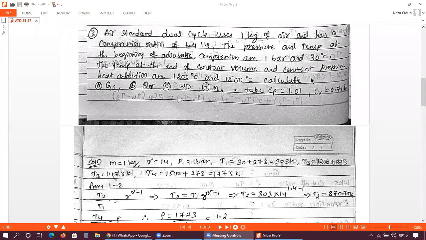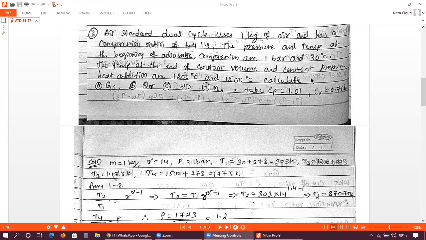So what is the problem statement? The temperatures at the end of the constant volume and constant pressure heat addition are 1200 degrees Celsius and 1500 degrees Celsius. So the temperature values are given for points number 3 and 4 on the TS diagram. Point number 3 indicates the temperature at constant volume, and point number 4 indicates the temperature at constant pressure.